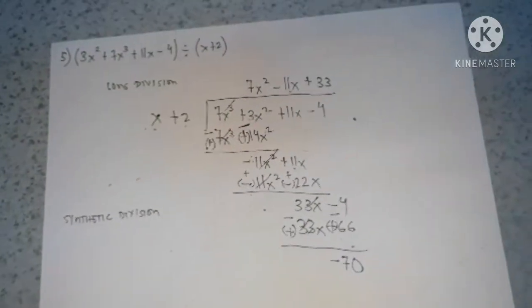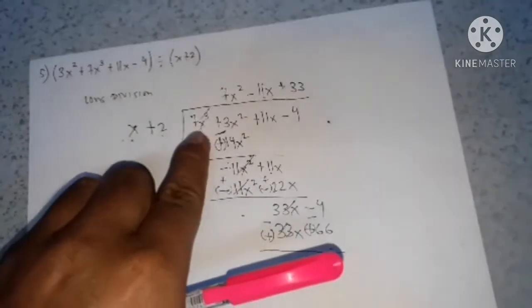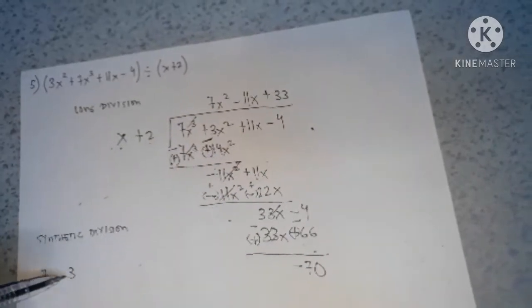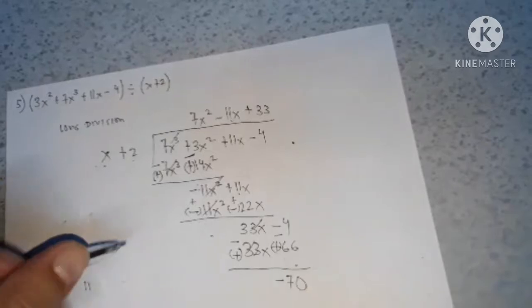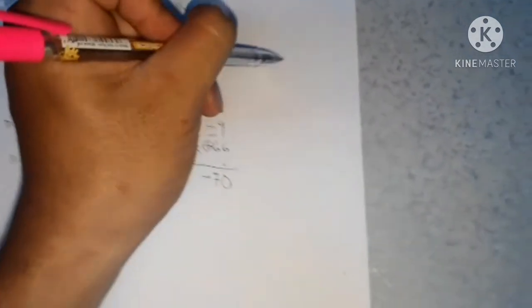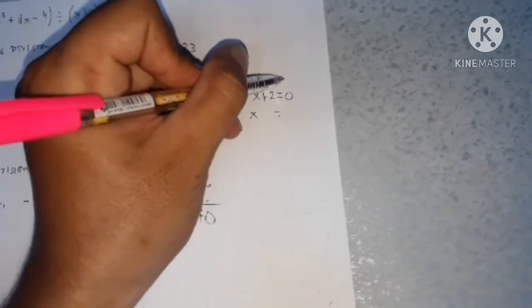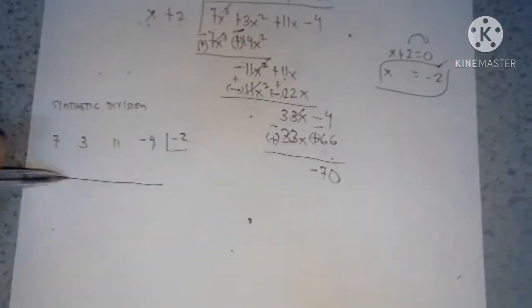So let us check using synthetic division. So with your numerical coefficients, you have positive 7 for 7x cubed, and then positive 3, and then positive 11, and then negative 4. So equate the divisor to 0. You have x plus 2 equals 0. And then the value of x, positive ito magiging negative. So you have negative 2. And then bring down 7.